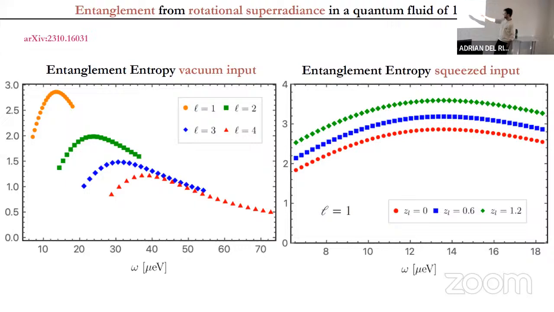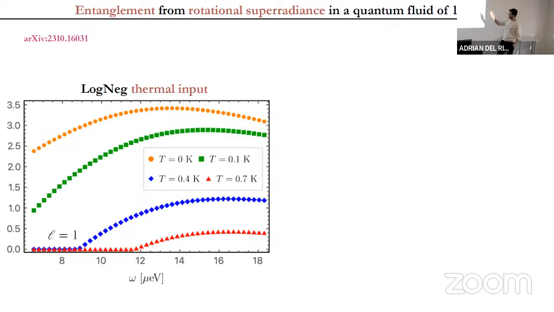Now here we focus on L equal 1 with a squeezed input. We see that, again, initial squeezing enhances entanglement production, which could be useful for measurement. Now we can see the effects of the temperature. Now the entropy is not a quantifier anymore because the state is not pure, and we need to use another quantifier. We call it logNeg, or logarithmic negativity. And this is, again, basically a measure of how much entanglement we have.